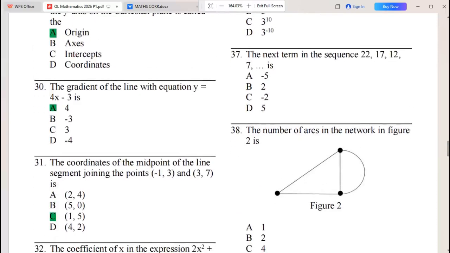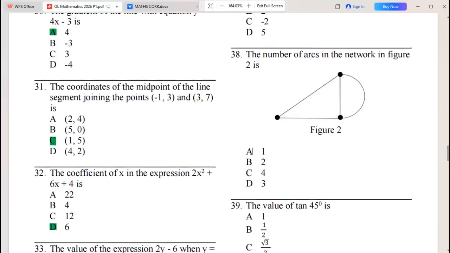Question 37. The next term in the sequence 22, 17, 12, 7 is. From the sequence, we notice that from 22 to 17 they subtracted 5. From 17 to 12 they subtracted 5. From 12 to 7 they subtracted 5. So for the next term we have 7 minus 5, which is going to give us 2. That is B for question 37.